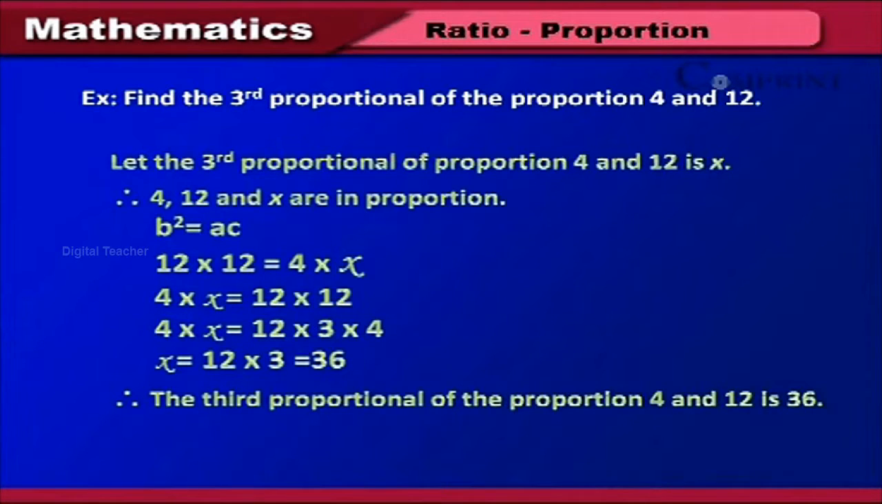4 into x is equal to 12 into 12. 4 into x is equal to 12 into 3 into 4. x is equal to 12 into 3, which is 36. Therefore, the third proportional of the proportion 4 and 12 is 36.